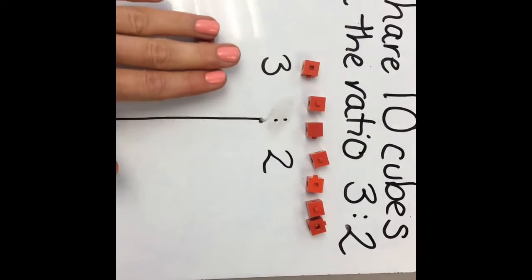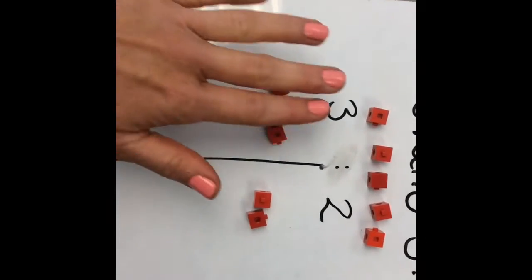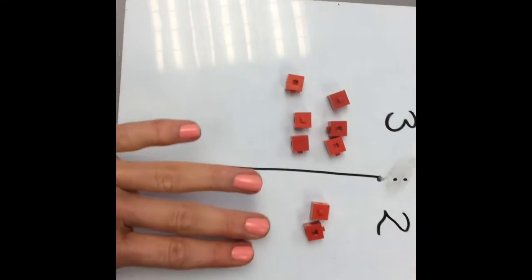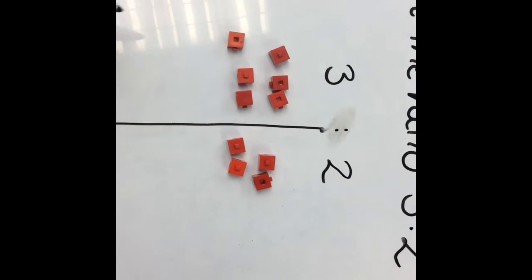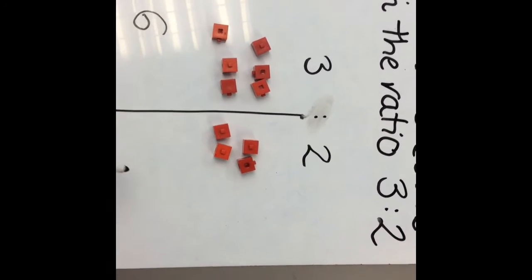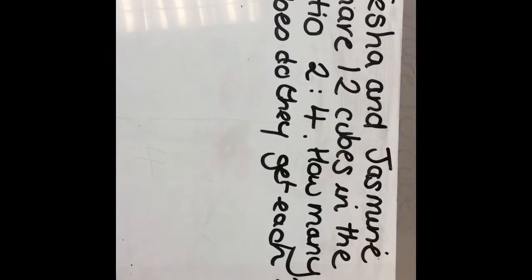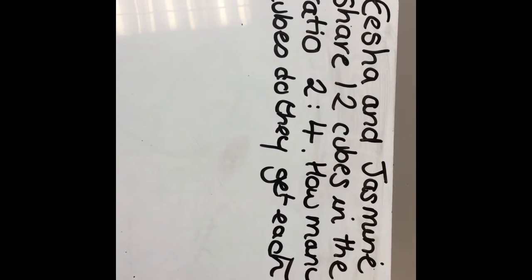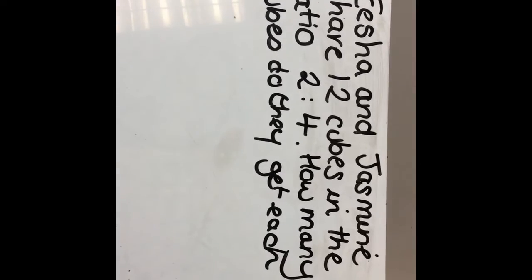I can put 3 of my cubes on this side and 2 over here, and I can repeat that until I have used up all of my cubes. So the answer to the question would be, it's 6 on this side and 4 over here. Here's another question. Isha and Jasmine share 12 cubes in the ratio 2:4. How many cubes did they get each? Pause the video and see if you could answer this question.